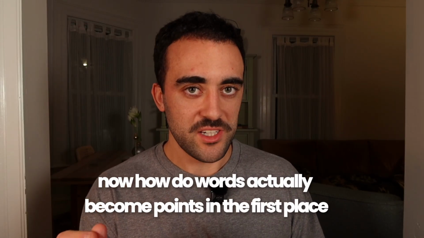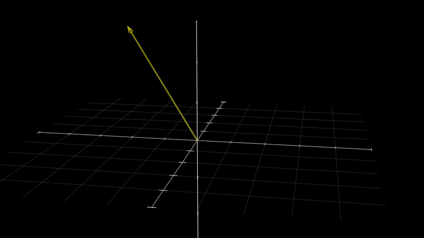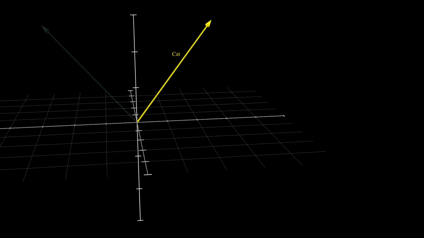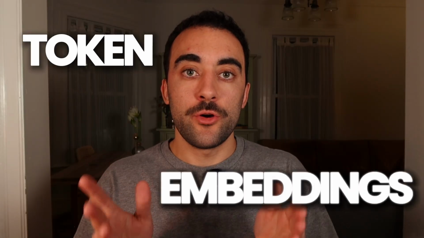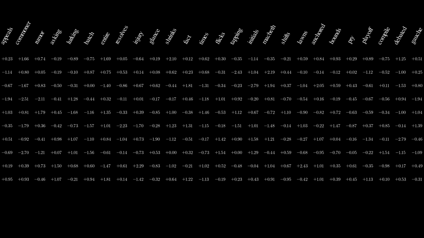Now, how do words actually become points in the first place? Imagine that the lowest level pieces of text, like words or subwords that the model works with, are each assigned a really long list of numbers. You can think of it like some coordinate in a really high dimensional space that this arrow is pointing to. We'll call these token embeddings, or the vector representations of the text units that the model works with.